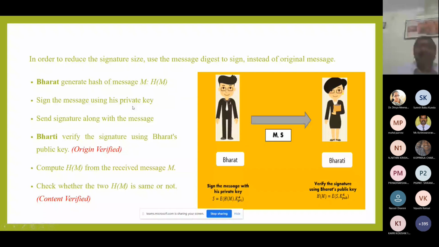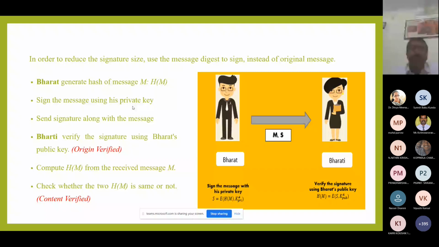Once he has signed it with a private key, it will be decrypted by his public key, and it will be clear that it is he who has sent the message. And he also sends the signature along with the message. Bharti will verify the signature using Bharat's public key: origin verified. Once the signature is decrypted by the public key of Bharat, it means he has signed this message. So origin is verified.